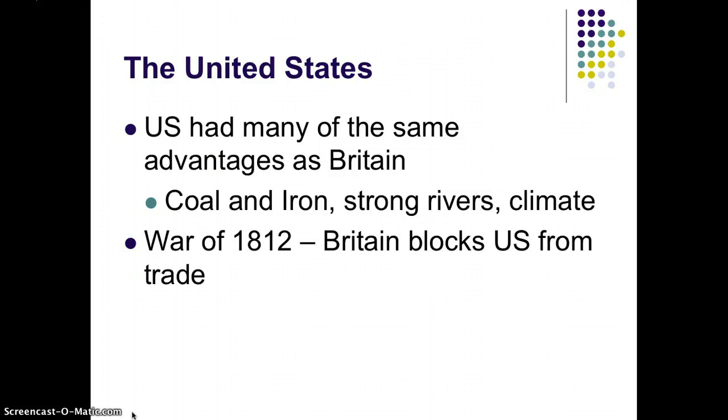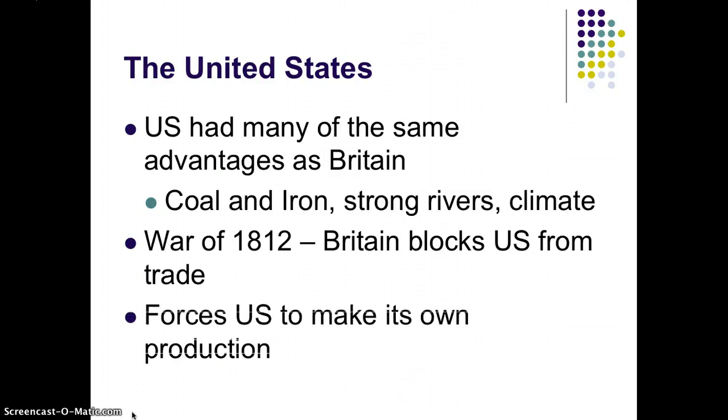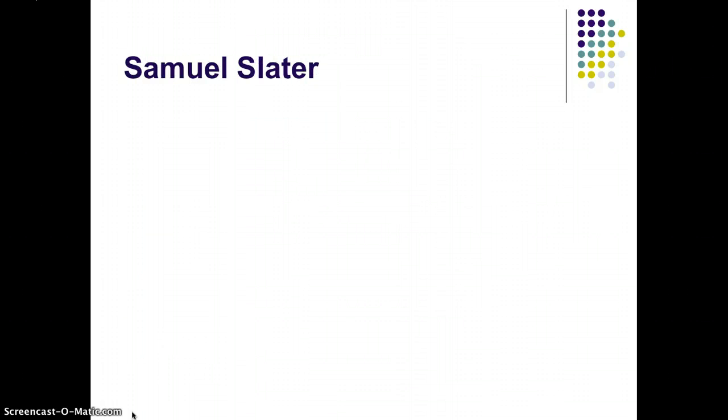So that trade is cut off during the War of 1812, and what this does is it forces the United States to make its own means of production. It makes the country realize we need to be able to produce goods within our own country so that we don't have to rely so heavily on international trade. In fact, most of the goods that the United States had were imported from Great Britain. So how does this all start?